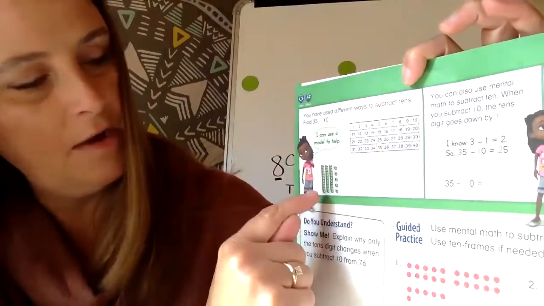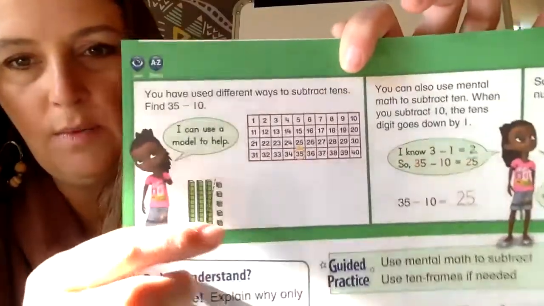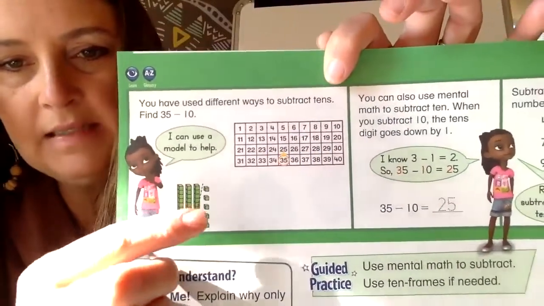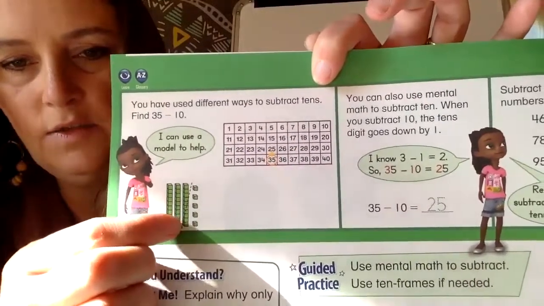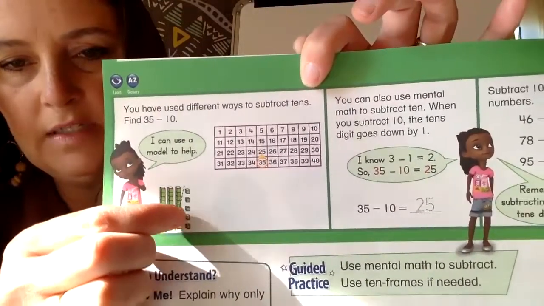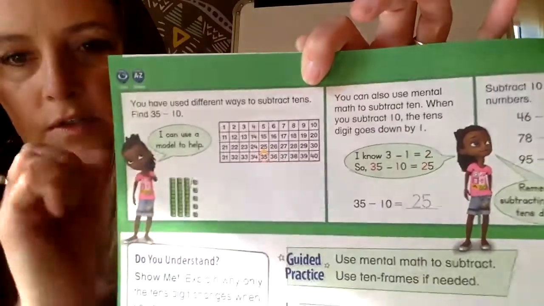Okay, so if I look at my model here where it's drawn, I can see that the 10 is X'd out, so that gives me 10, 20, 21, 22, 23, 24, 25.